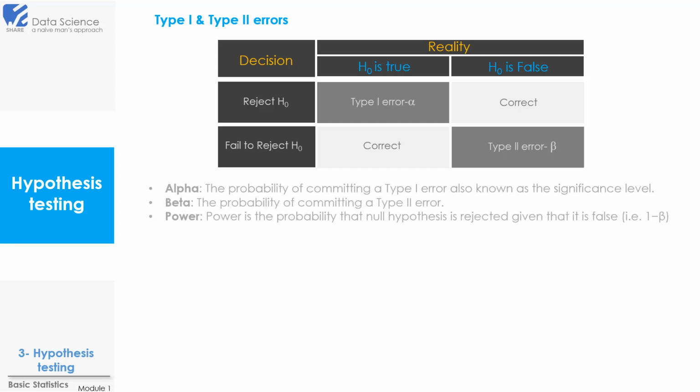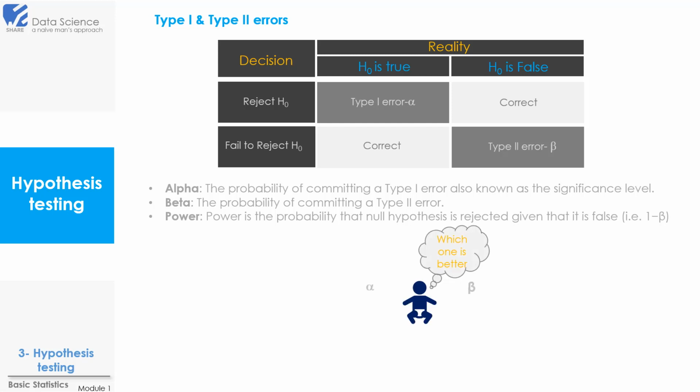So alpha is the probability of committing a type 1 error, which is also known as significance level. Then beta is the probability of committing type 2 error. And finally, power is the probability that the null hypothesis is rejected, given that it is false, which is given by 1 minus beta.